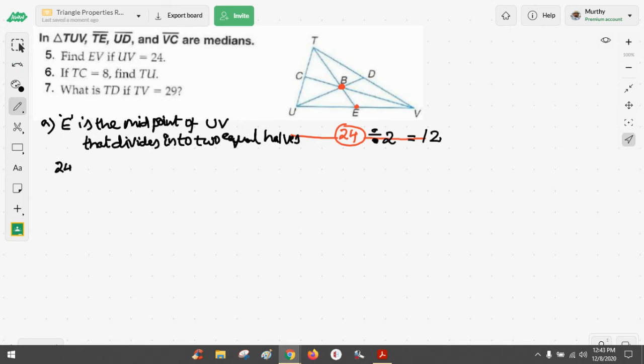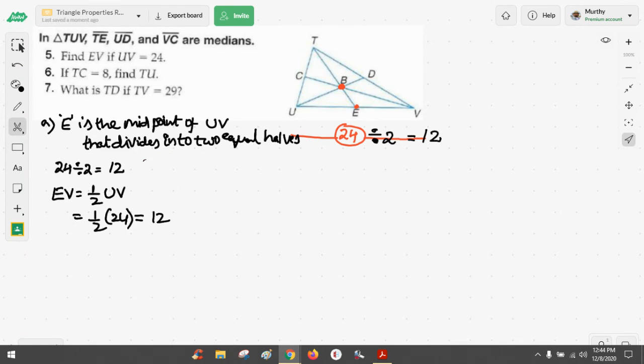Therefore, 24 divided by 2 gives me 12 units. Therefore, I can say that the length of EV equals 12 units. Or else you may write that EV equals half of UV, and then plug in the values: half of 24 gives you 12 units. It's one and the same.